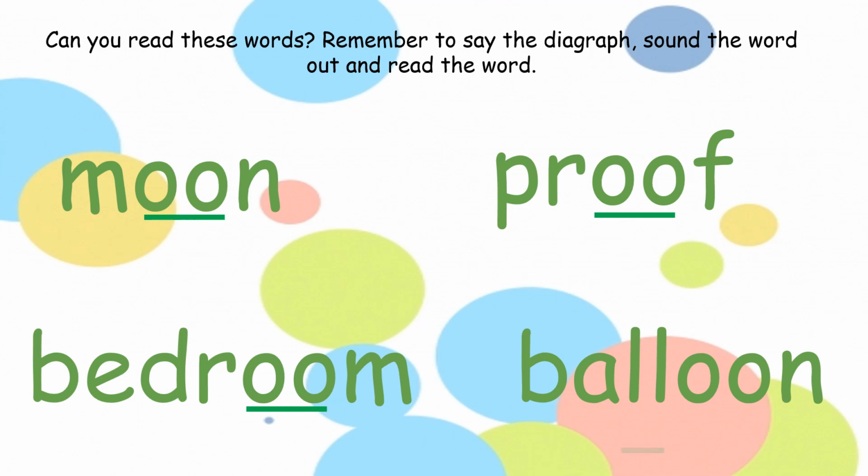There are two digraphs in this one. We have ll and we have oo. Now use your sounds: bal, oo, oo, balloon, balloon.